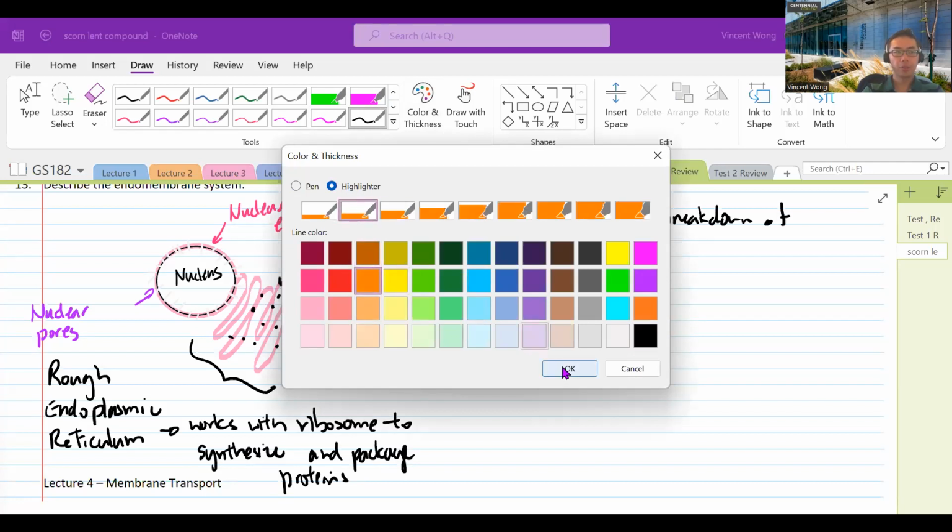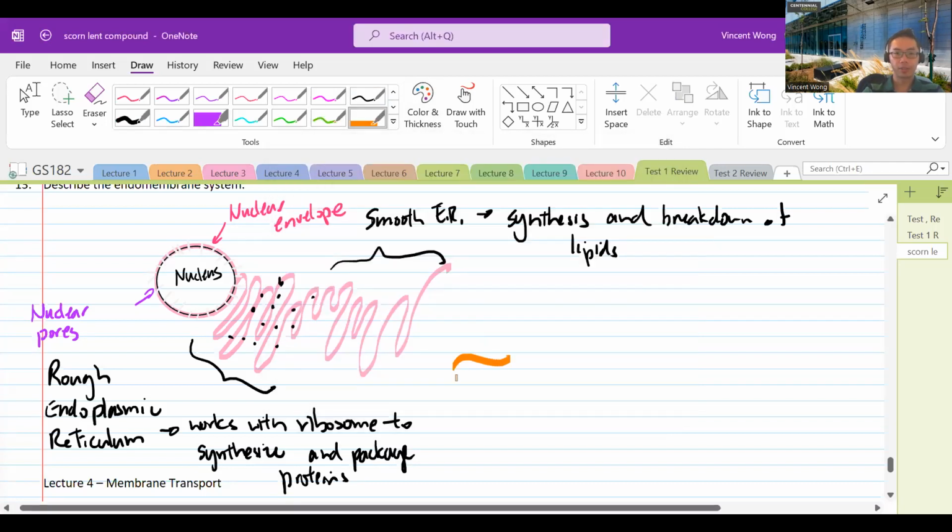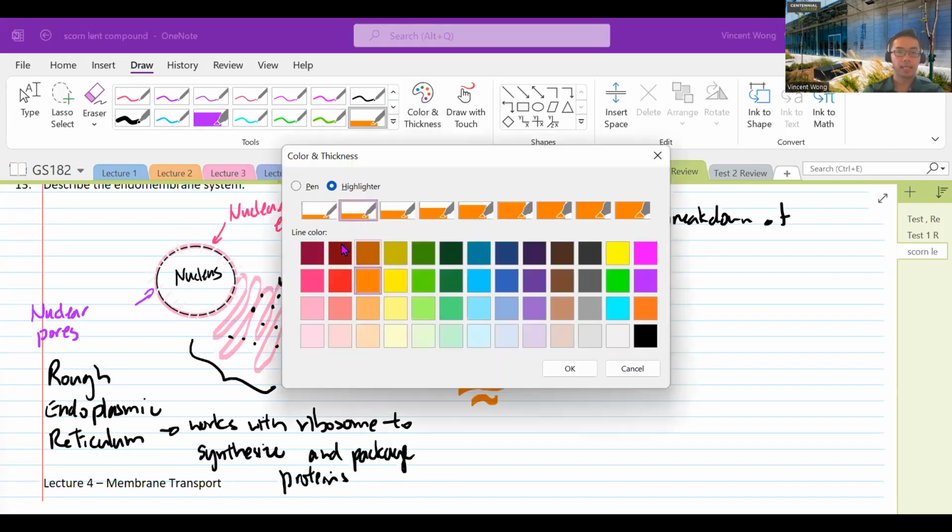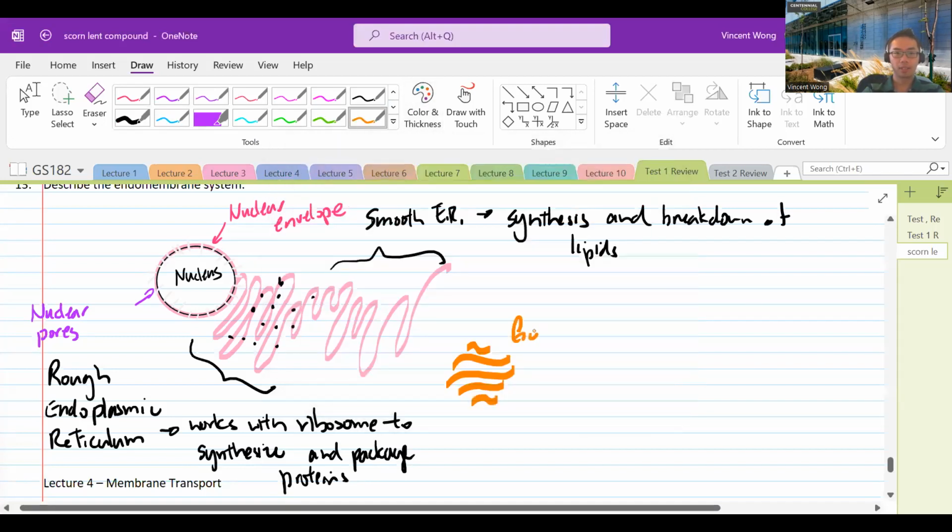And further out, we would have another structure here. It's like a stack of membranes, right? And this guy is going to be the Golgi body, or Golgi apparatus. And the function is to sort, modify, and repackage vesicles, proteins.